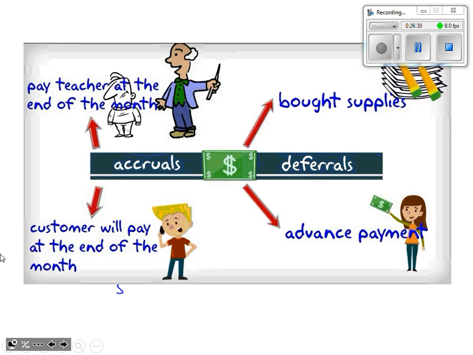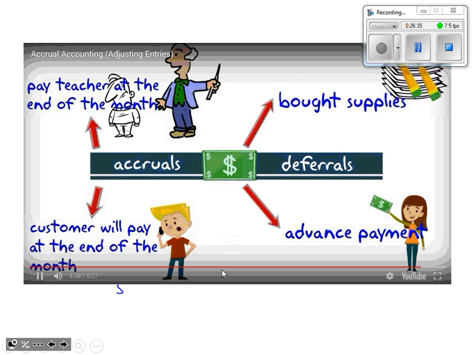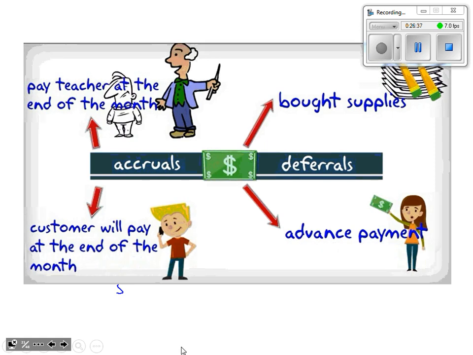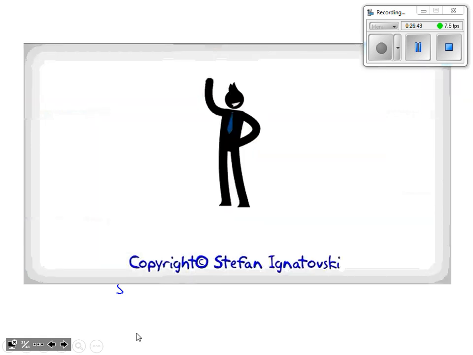Let's revise the entire lesson. We have accruals and deferrals. With deferrals, we pay or receive cash first, and then we defer or postpone the expense or the revenue. With accruals, it's simply true. We're working for free and hold the customer will pay. There we're using our employees for free until we pay them later.